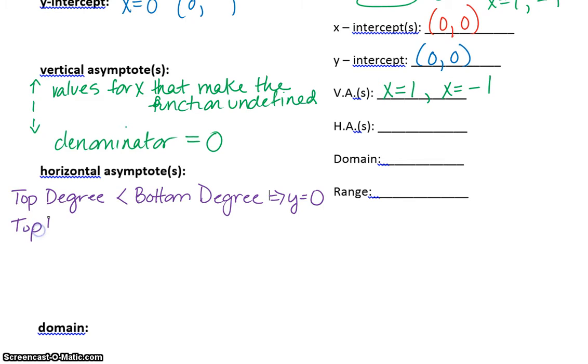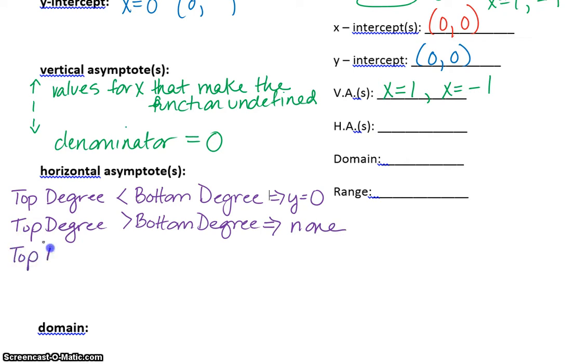If the top degree is bigger than the bottom degree, then there isn't a horizontal asymptote. Then you're just going to say none, there isn't one.